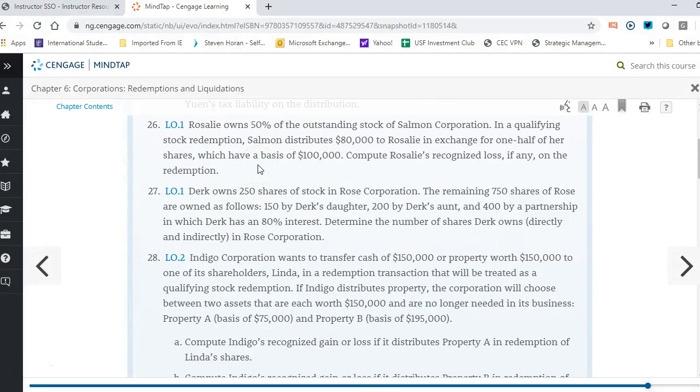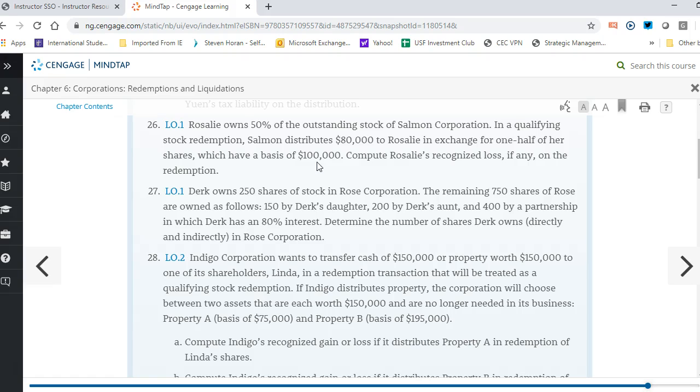Question 26, Rosalie owns 50% of the outstanding stock of Salmon. In a qualifying stock redemption, Salmon distributes $80,000 to Rosalie in exchange for 1/2 of her shares, which have a basis of $100,000. Compute Rosalie's recognized loss, if any, on the redemption. Okay, so Rosalie owns 50% of Salmon, qualifying stock redemption, so that's important. Qualifying means it's long-term capital gain, we deduct basis.